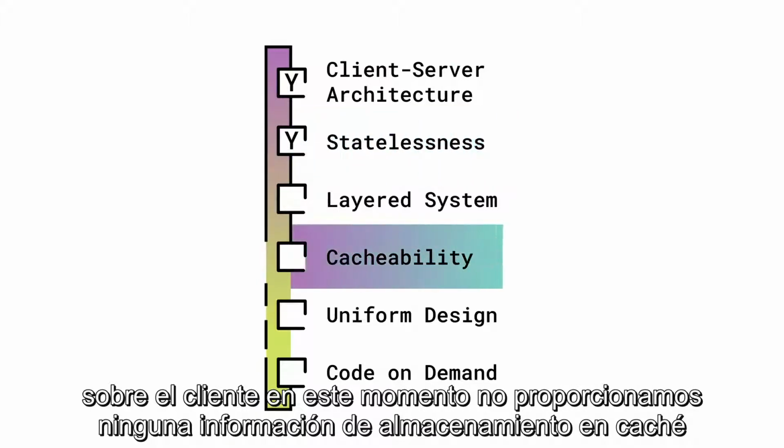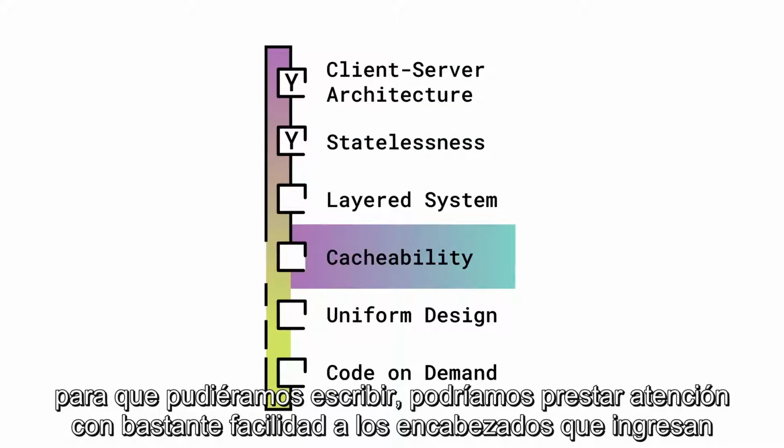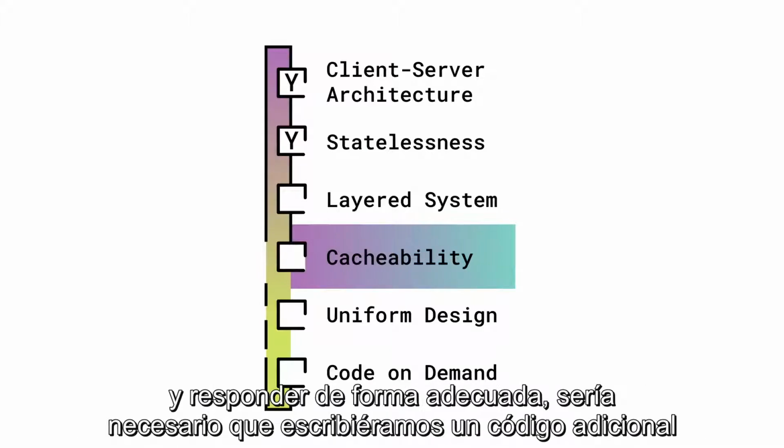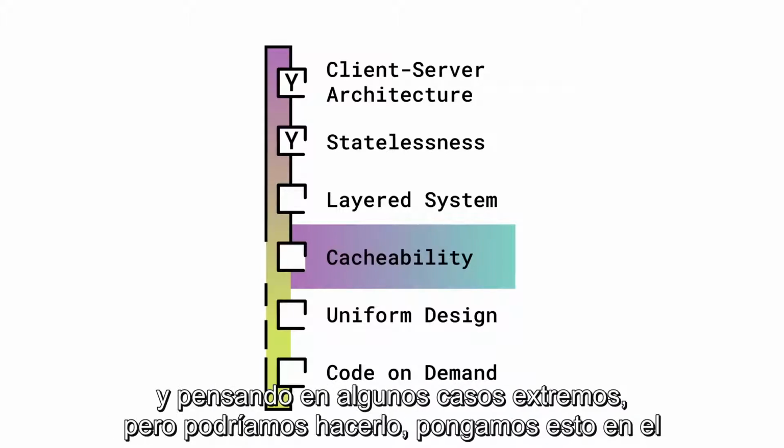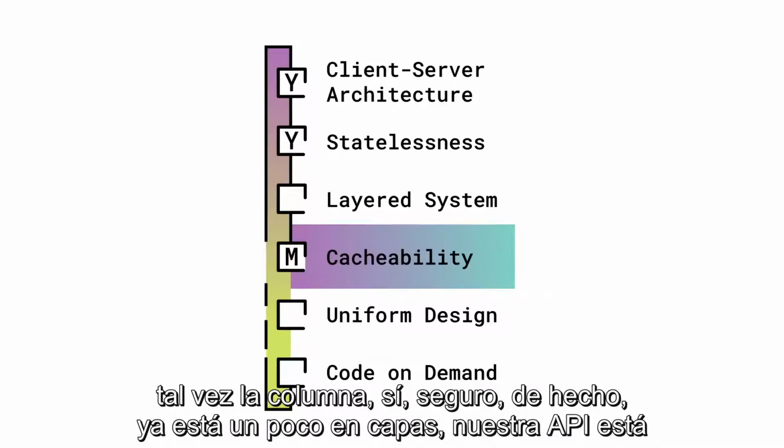Well, at the moment, we aren't providing any caching information, though we could, right? We could fairly easily pay attention to those headers coming in and respond appropriately. It would require us writing some additional code and thinking through some edge cases, but we could do it. Let's put this in the maybe column.